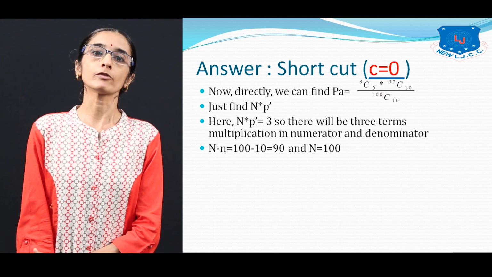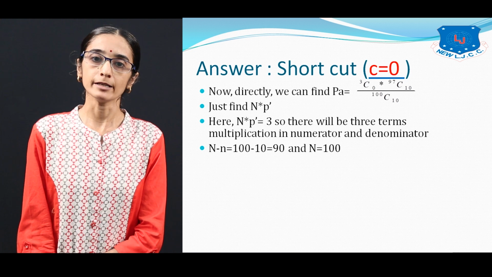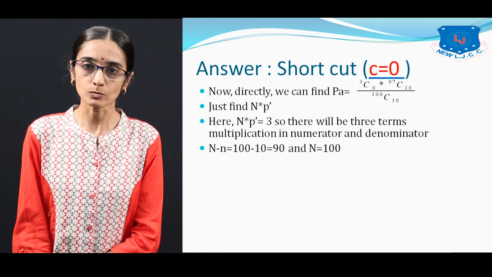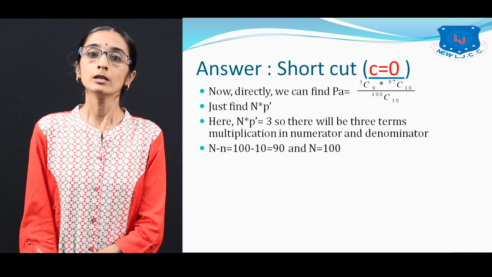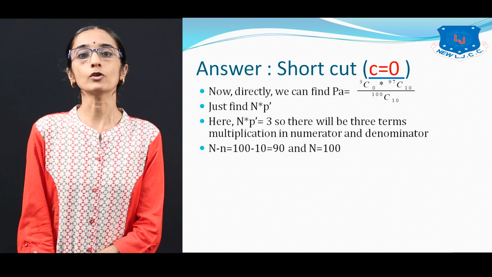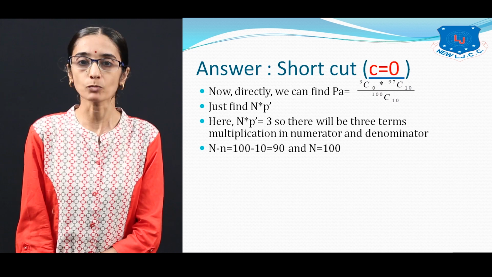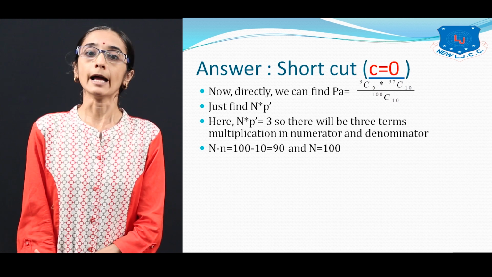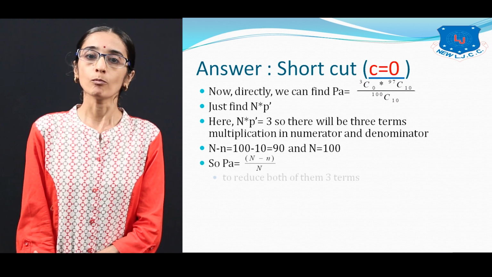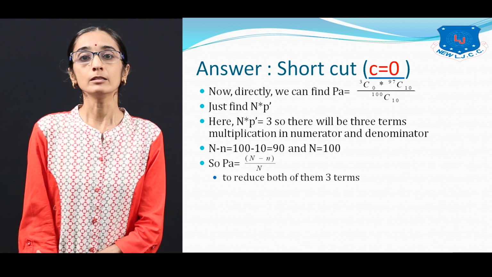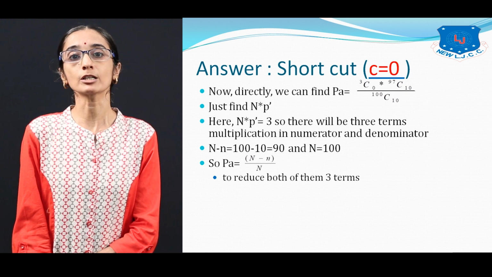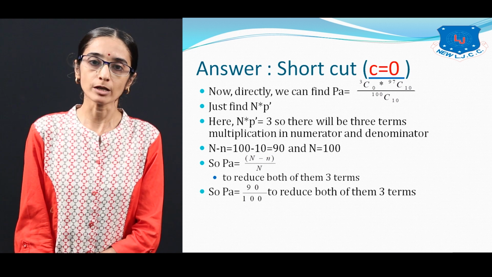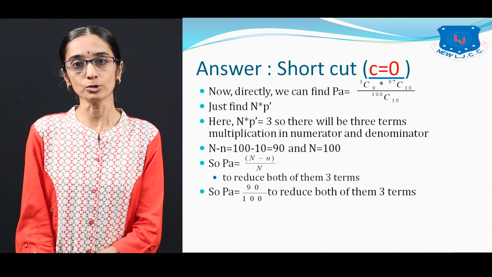Substitute it in the formula of capital N minus small n, and here since capital N is 100 and small n is 10, capital N minus small n will be 90. Now our numerator will start from this number capital N minus small n, and our denominator will start from the number capital N, and then both these terms will be reduced by 3 consecutive terms. So now for this PA value, from the numerator we have to start with 90, reduce 3 terms.